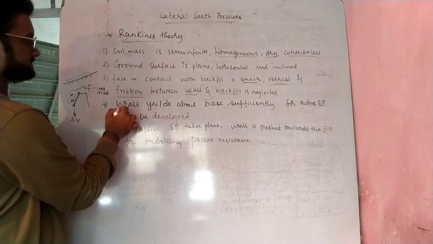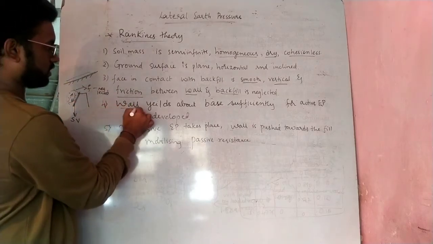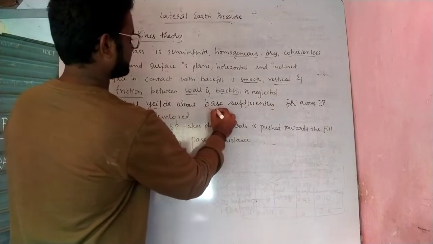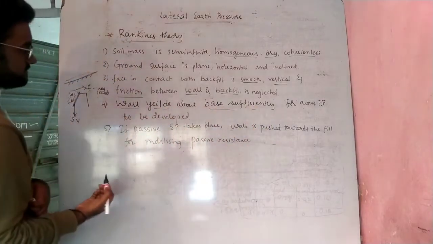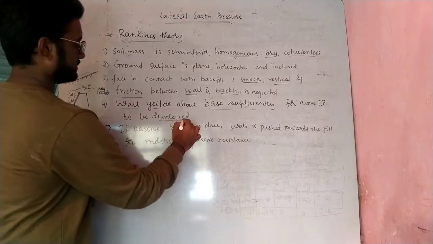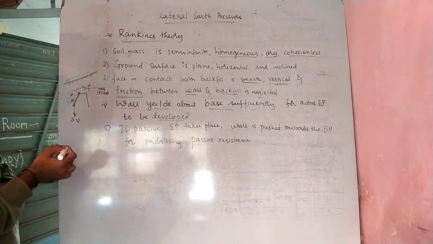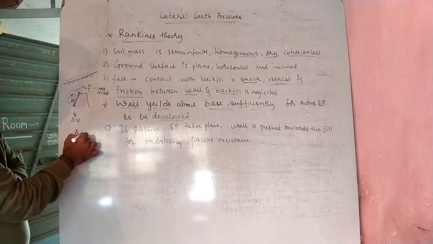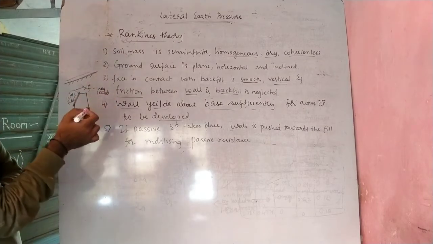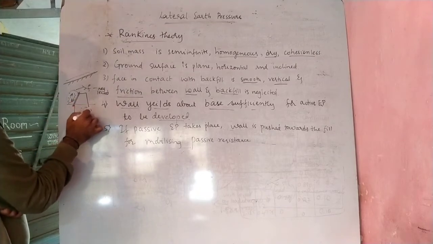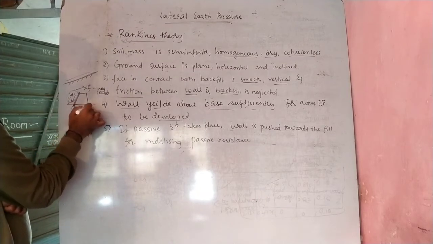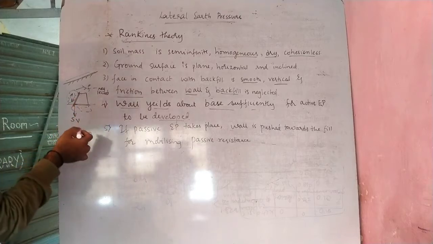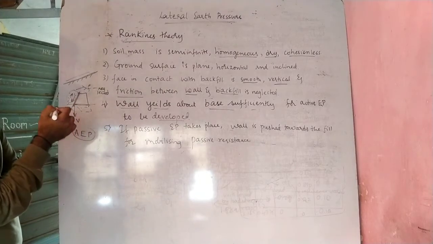Last, the fourth point, what does it say? The wall yields about the base sufficiently for active pressure to be developed. So the wall makes sure that there is a certain amount of development of active earth pressure. For that, the base is yielded sufficiently in order to develop the active earth pressure.